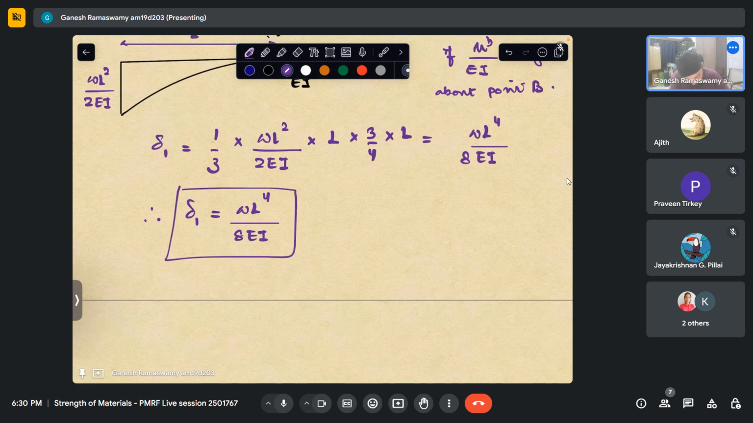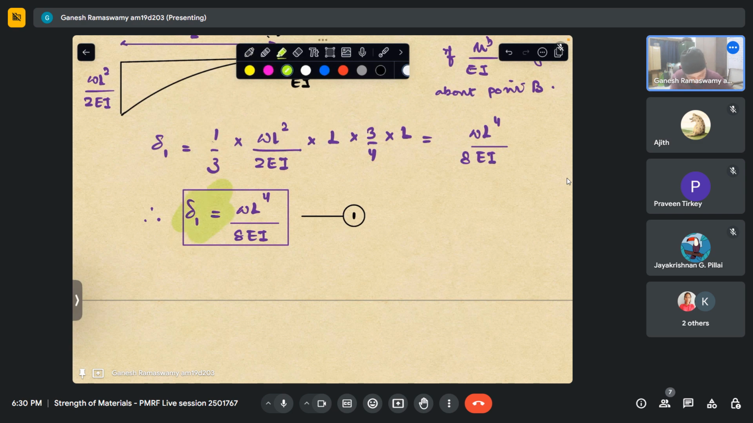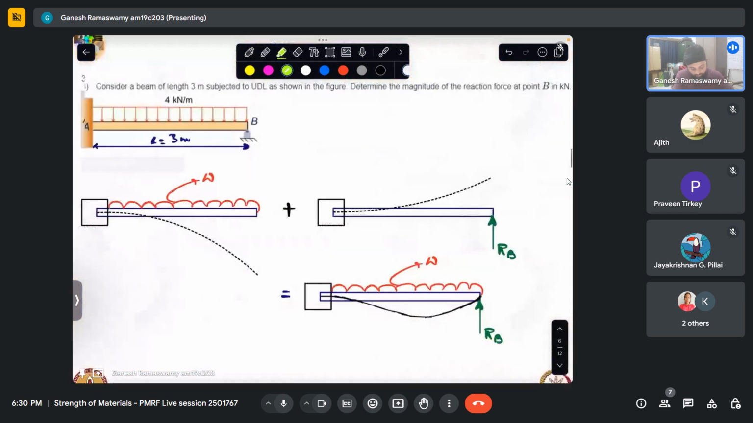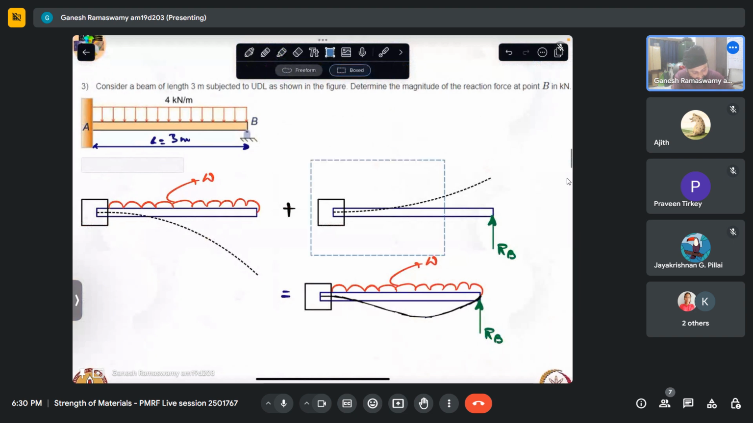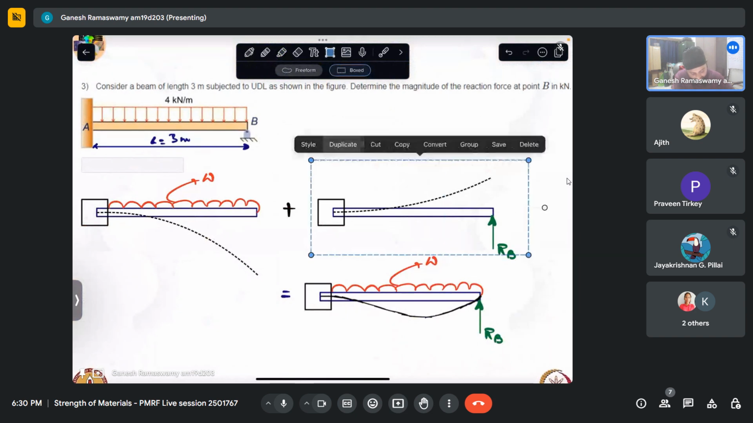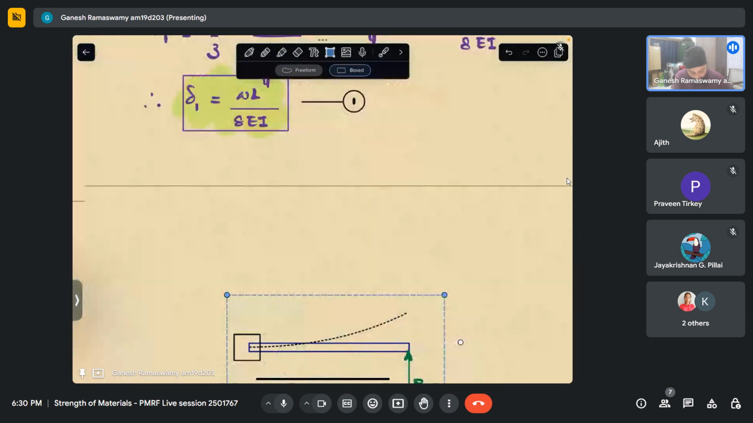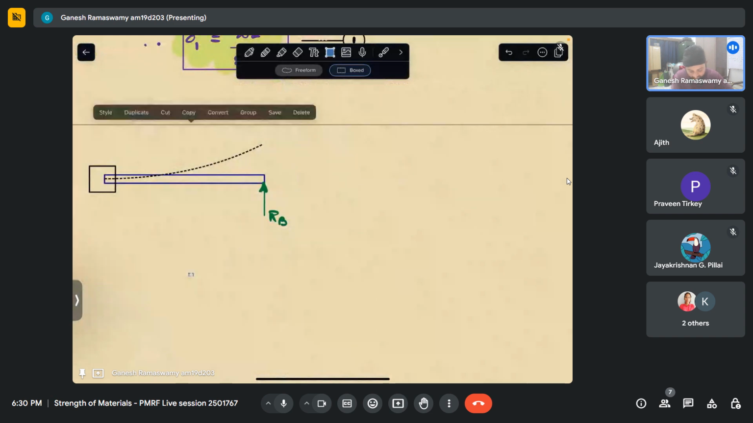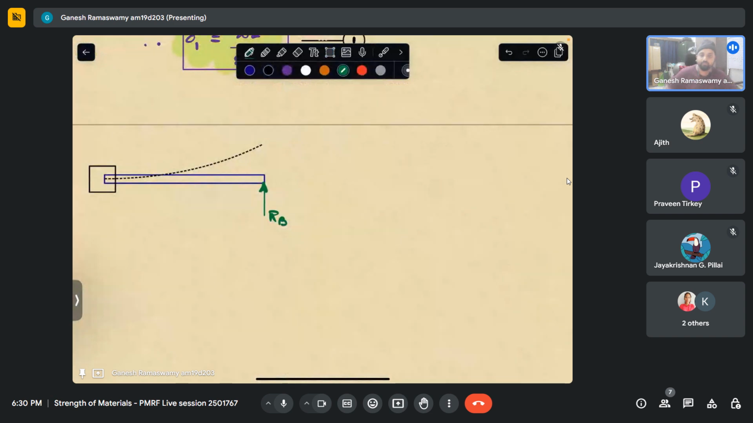So let this be marked as 1. Now I want to superimpose this with this quantity. It might be overkill to actually be calculating all this, but at least if we do it for a couple of problems, then we don't have to actually remember that table of deflections. We can derive this from first principles anytime we want.